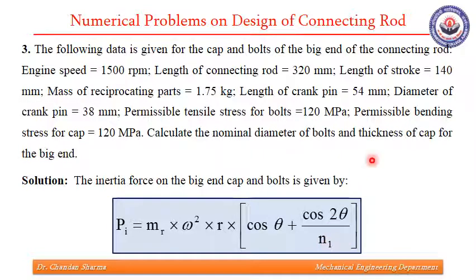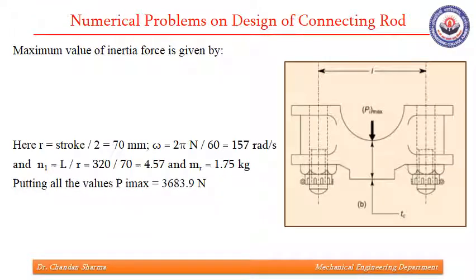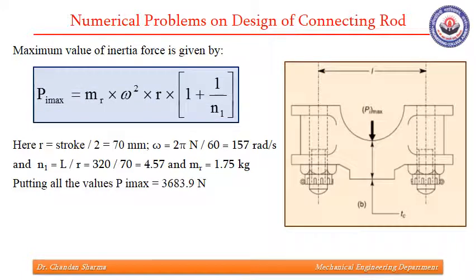The length of rod is known to us, which is 320 mm, and the length of stroke is 140 mm. So R will be 70 mm. The inertia force will be maximum for theta value 0. So Pi max will be Mr omega square R (1 plus 1 upon N1). So R is stroke upon 2, 70 mm.